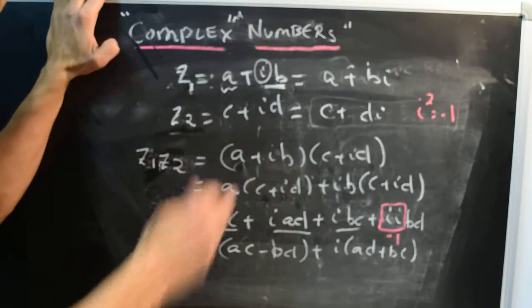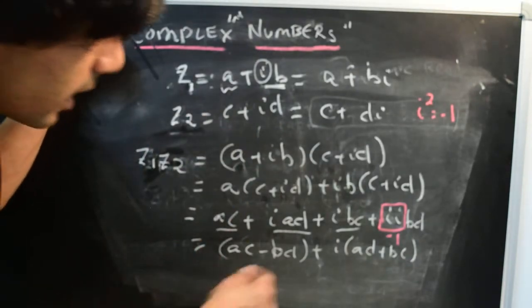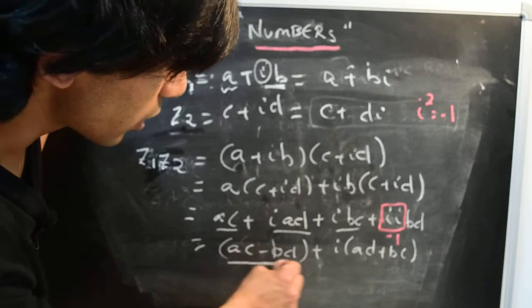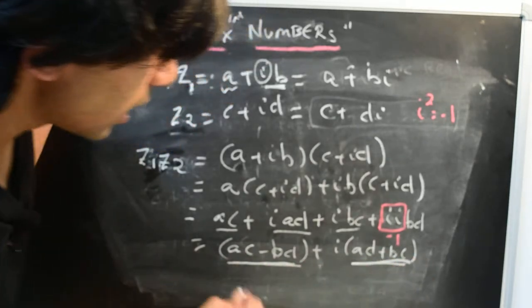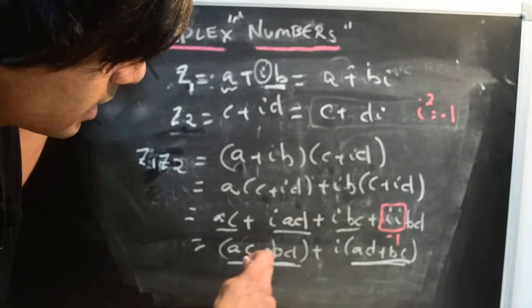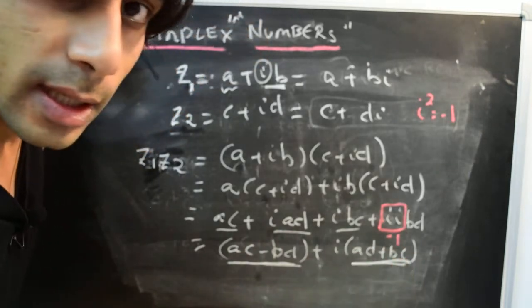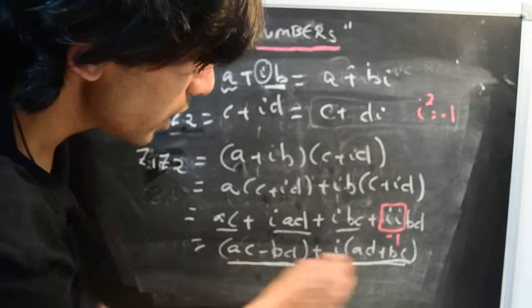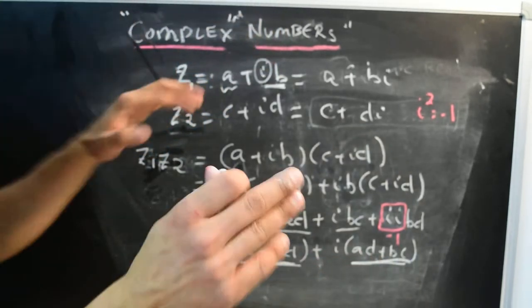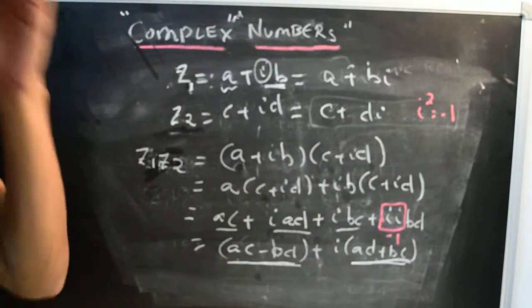Okay, so with this definition of multiplication, what we find is that the end result is another object that looks like a complex number, because we have a real part, which is ac minus bd, plus i times an imaginary part, ad plus bc, right? And these two parts are both real. So this object is another complex number.